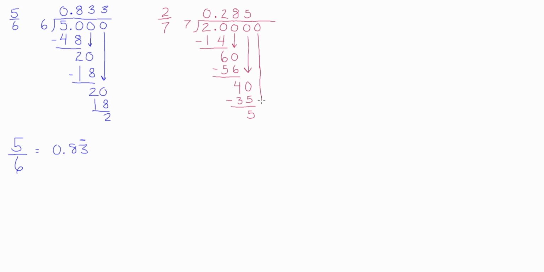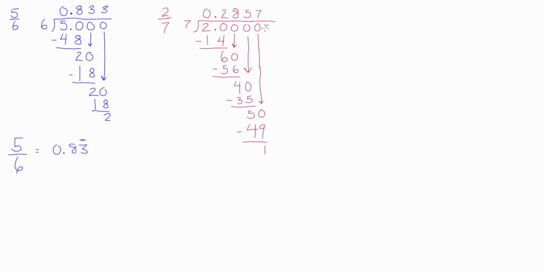All the way down here, so we now have 50. Well, how many times does 7 go into 50? Well, 7 times 7 is 49. So carry the 7 up here, so everything's still lined up. 7 times 7 is 49. We subtract these two. 50 subtract 49 is 1.